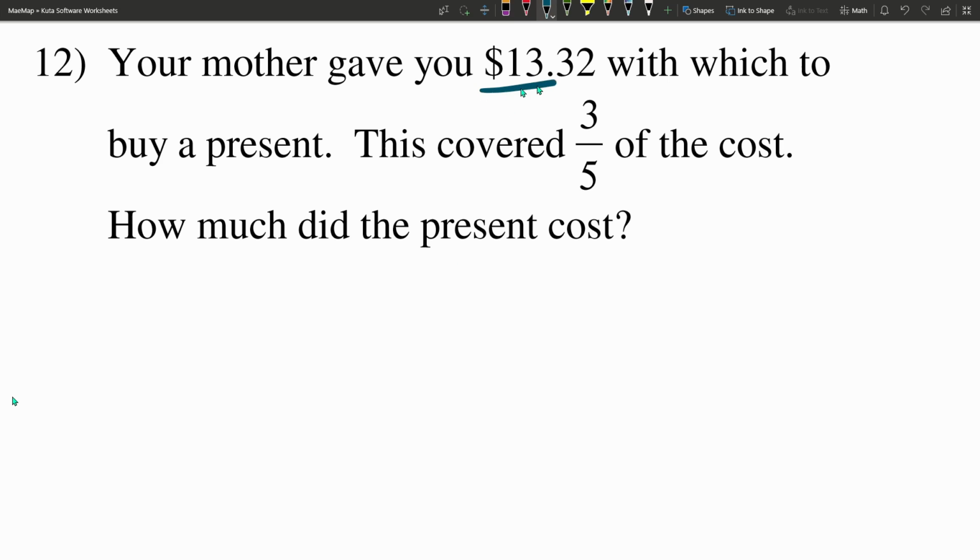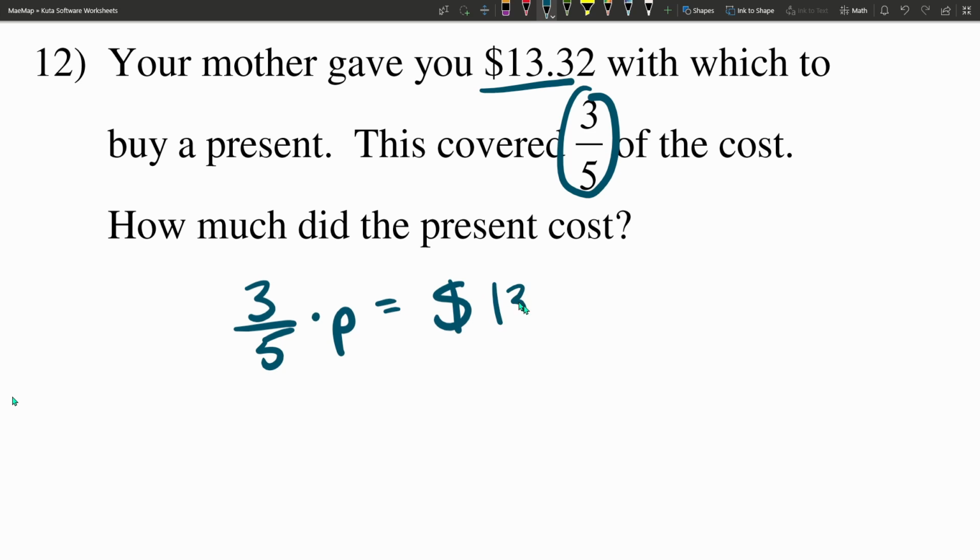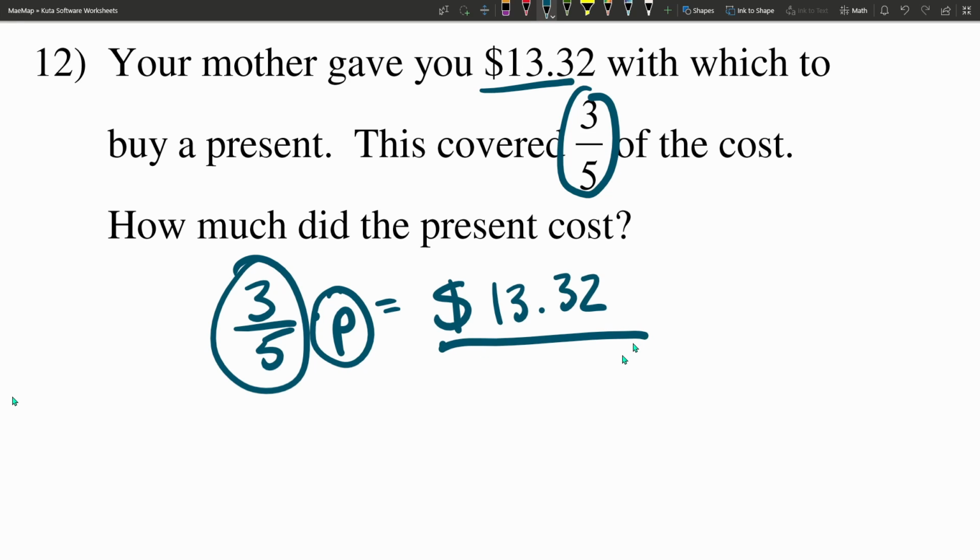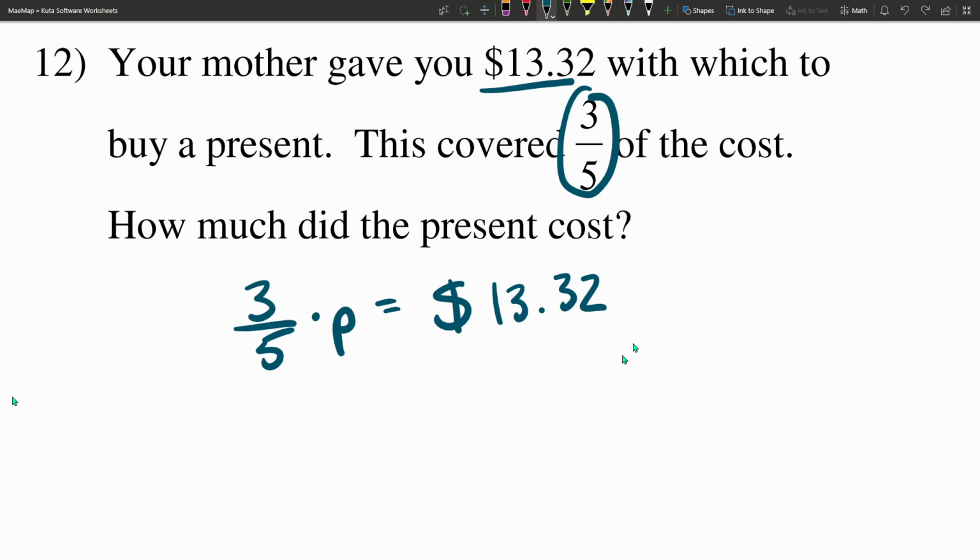Now, let's figure out what our equation is going to be. If we have $13.32, but it only covers 3/5 of the cost of the present, how much does that present cost? Well, we know that 3/5 of the present, I'll call this present P, 3/5 times P was that amount of $13.32. Think about it. 3/5 of the present, 3/5 times P equals $13.32. The amount that covered 3/5 of that cost.